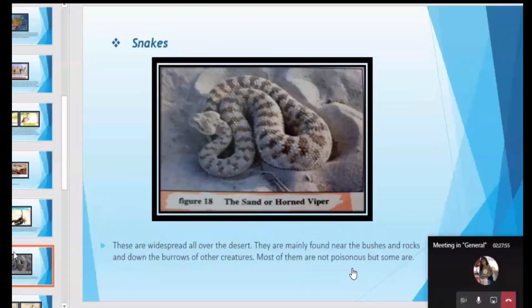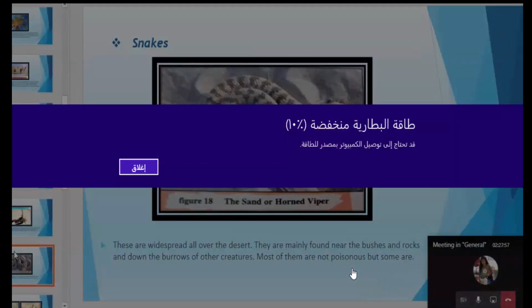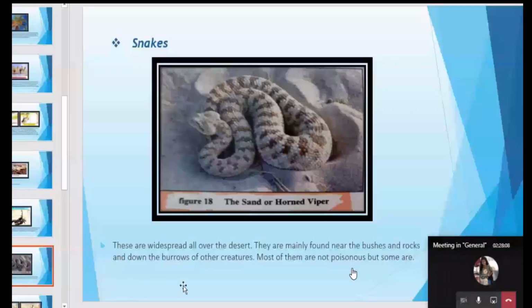Now coming back to the snakes, they are also widespread all over the desert. I told you yesterday that some snakes are poisonous and some are not. They are mainly found near the bushes and rocks and down the burrows of other creatures, and they are spread over the desert.